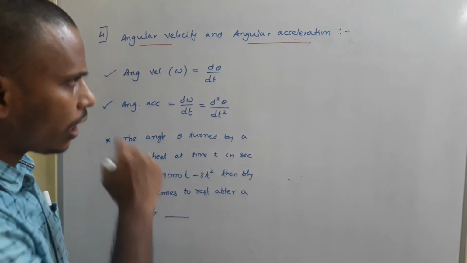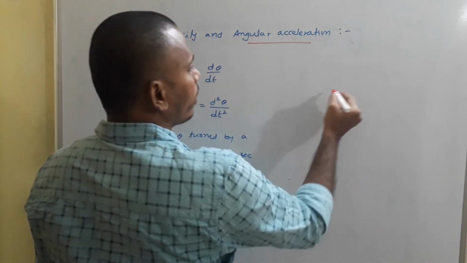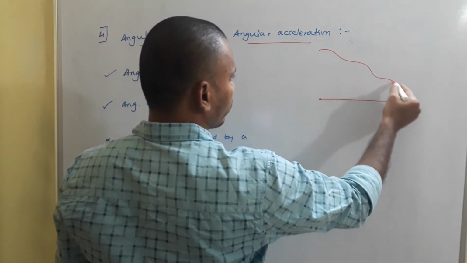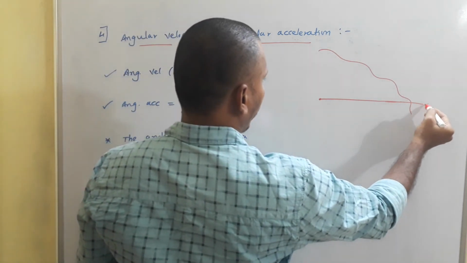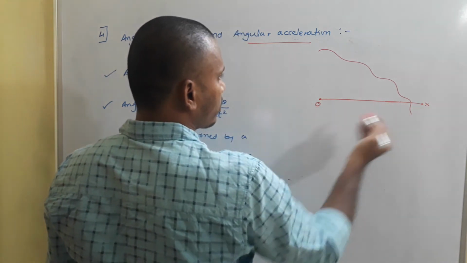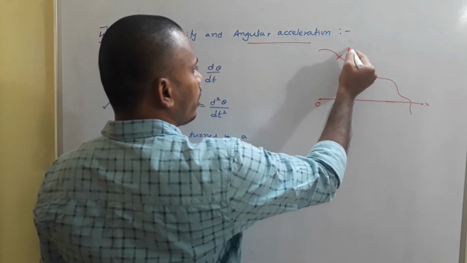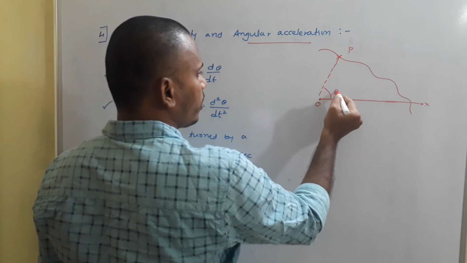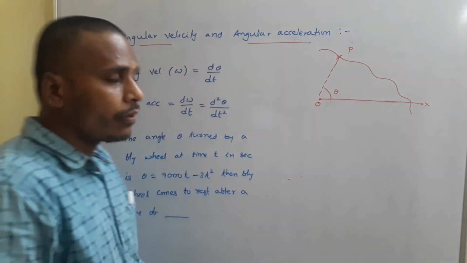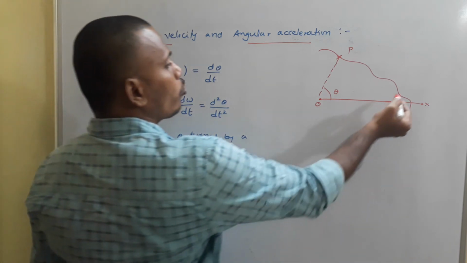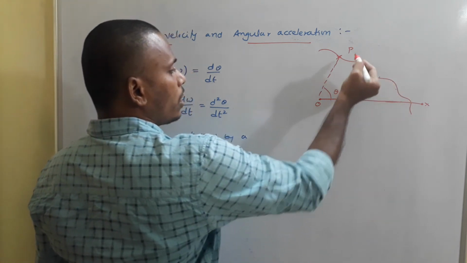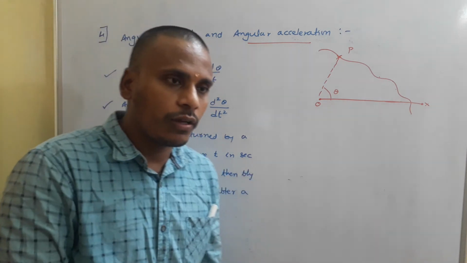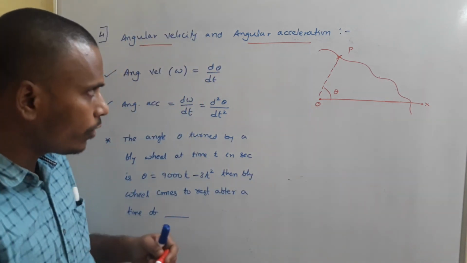Suppose a particle is moving on a curve like this. If this is the x-axis, the initial ray OX, and a point P is here, and the angle made by OP with OX is some theta, then time to time the particle will move on the curve, and the angle will also change. Time to time the particle will move, and time to time the angle will also change.